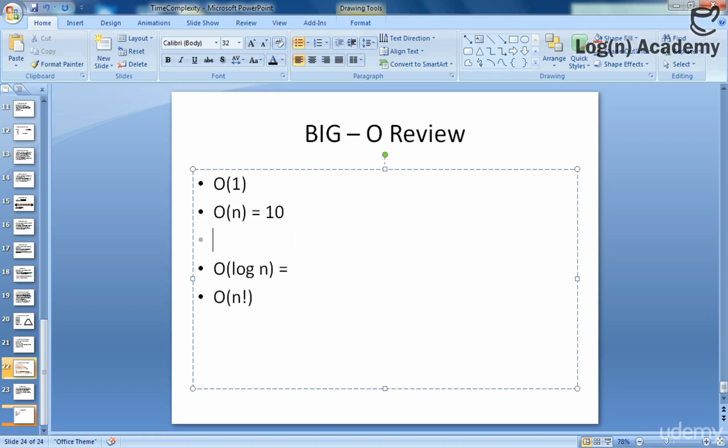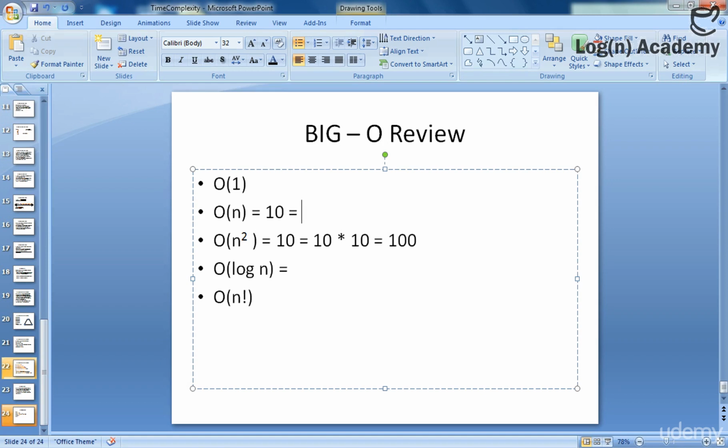And I forgot to mention one here. One is O of n square, right? So if the input size is 10, then the number of computations we need to do will be 10 multiplied by 10, and that is 100, right?